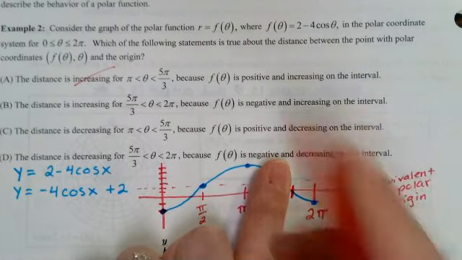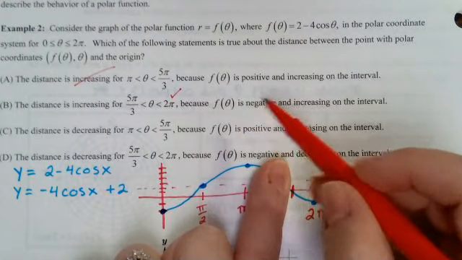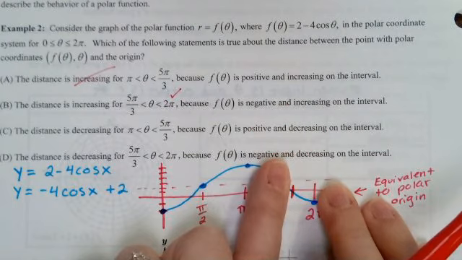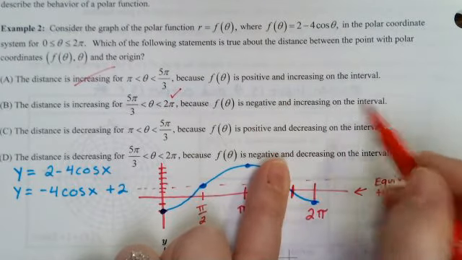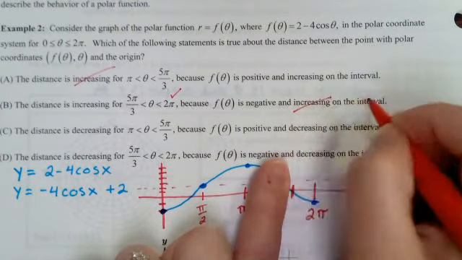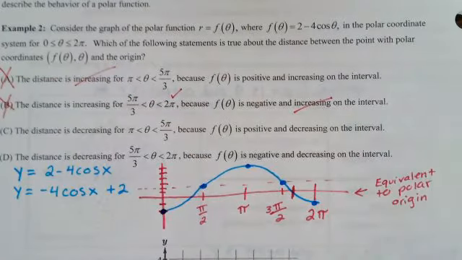But let's look at our stuff. So that first bit is true. They said because f is negative here because it's below the x-axis, and then increasing. F is not increasing here, it is going down. So that is not true. So this one's not true. Neither one of those is good.